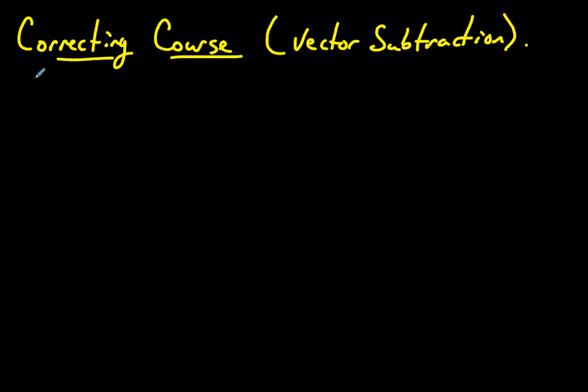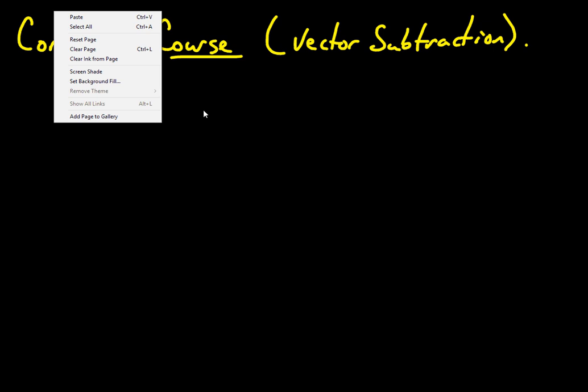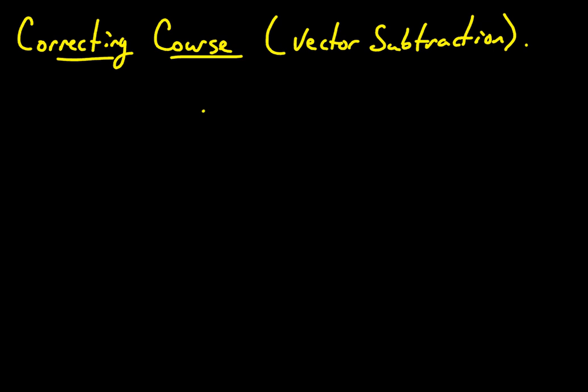So there are some situations here where you need to use what's called vector subtraction, but to me it's better to just think of it as correcting course, okay? I'll give you a couple of examples, but before we do, I want you to recall that our little mantra for adding vectors together is add vectors tip to tail.